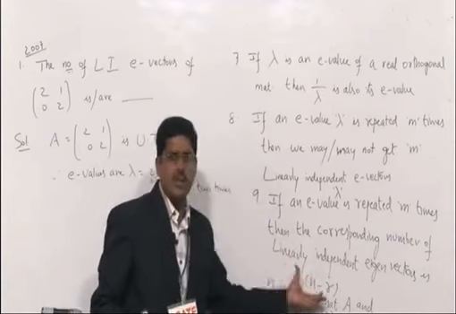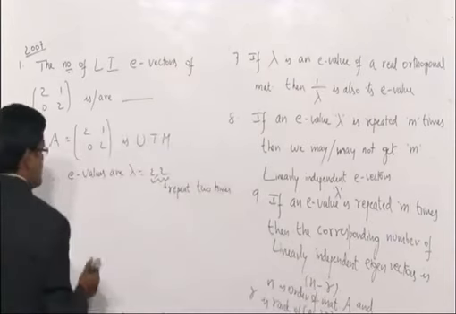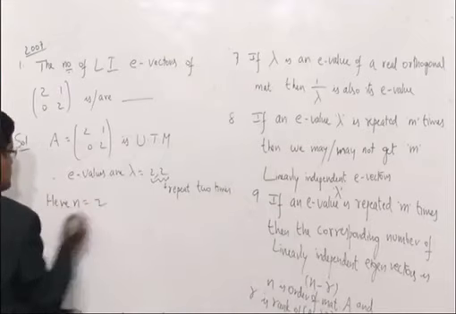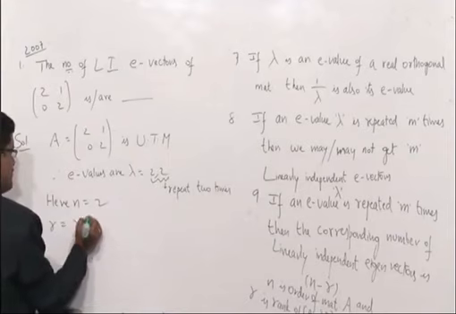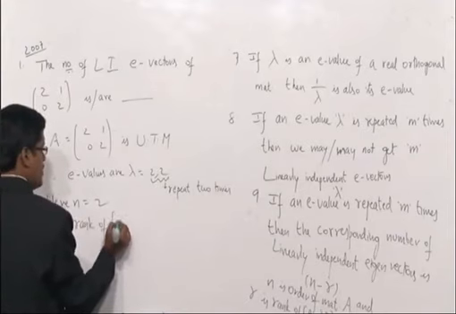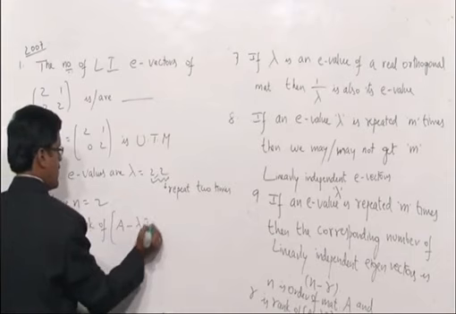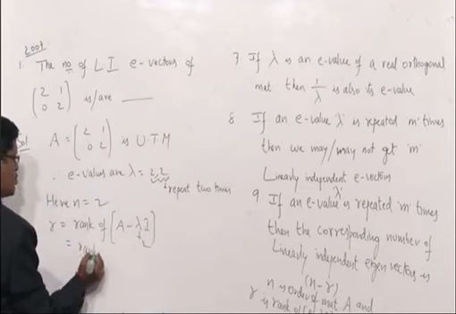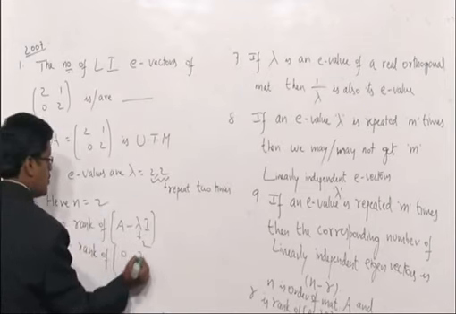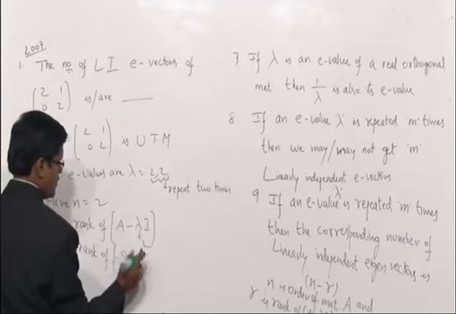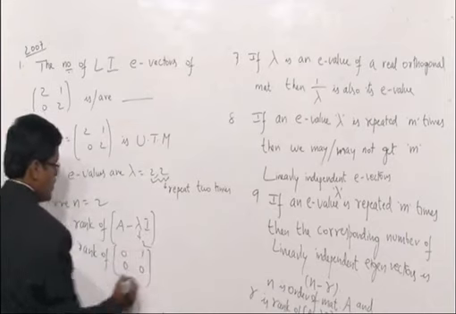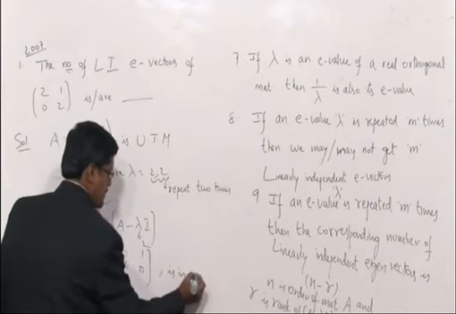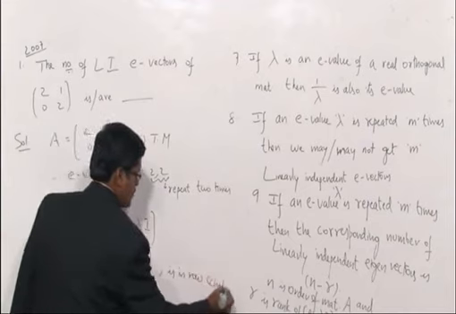N stands for the order of the matrix, okay, number of unknowns also. So here n is equal to the order of the matrix, 2. R is equal to the rank of A minus lambda I. What is lambda? 2. A minus 2I means subtract 2 from the diagonal elements: 0, 1, 0, 0. So this is already in row echelon form.